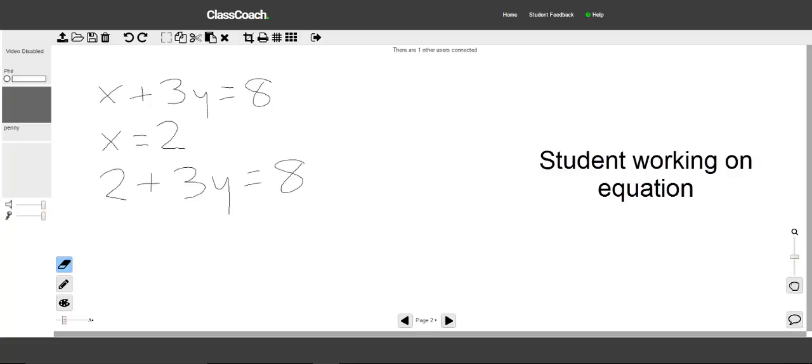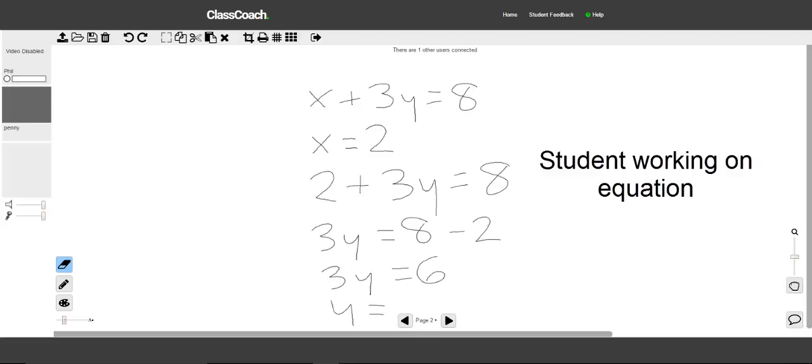Okay, 3y equals 8 minus 2. 3y equals 6. y equals 6 over 3. And so y equals 2.